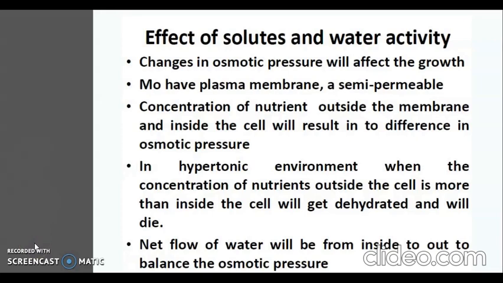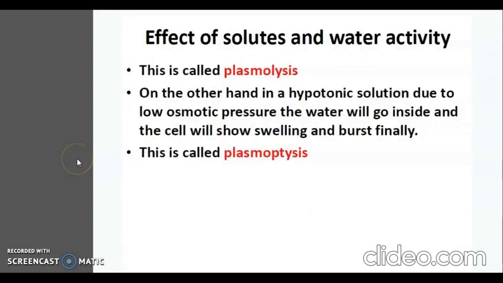When a microorganism is placed in a hypertonic environment, water leaves the cells into the environment, and the cell will get dehydrated and it will die. The net flow of water will be from inside to out to balance the osmotic pressure. So, in a hypertonic environment, when the water leaves the cells, this will lead to the shrinkage of the plasma membrane, and it is termed as plasmolysis, which subsequently damages the plasma membrane.